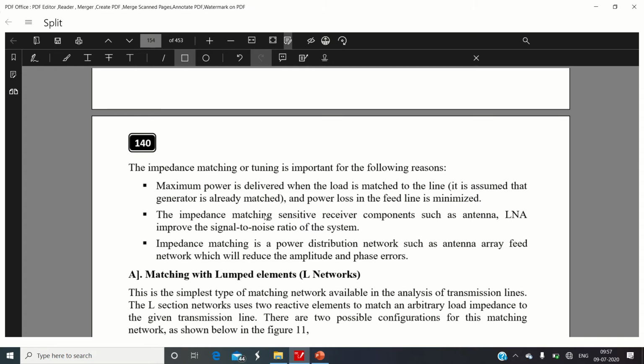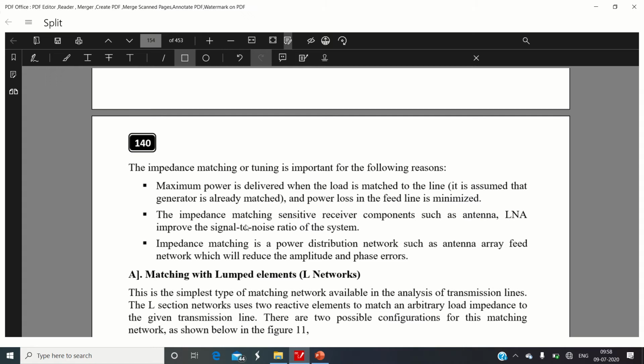The second reason to make use of an impedance matching circuit is for sensitive receiving components, like antennas and low noise amplifiers. If we make use of an impedance matching circuit, these sensitive devices, for example the antenna at the receiver side and the low noise amplifier, can improve the signal to noise ratio in a wireless communication system. So if we provide the best matching circuit, the receiver side sensitive devices are going to provide us the best signal to noise ratio in wireless communication and signal processing.